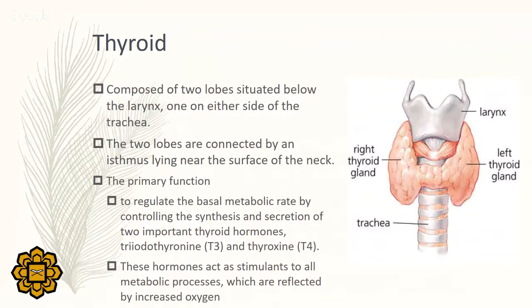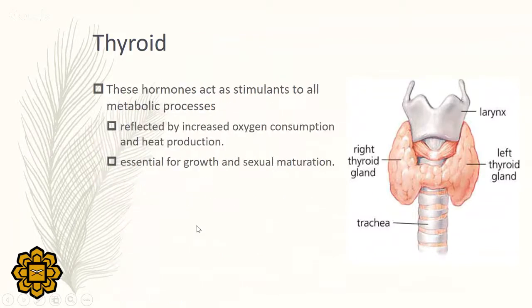So what are the functions of these hormones? They act as stimulants to all metabolic processes, which you can reflect by increased oxygen consumption. Any metabolic process in your body is stimulated by these two hormones. As I said, it is reflected by increased oxygen consumption and heat production, and this hormone is essential for growth and sexual maturation.